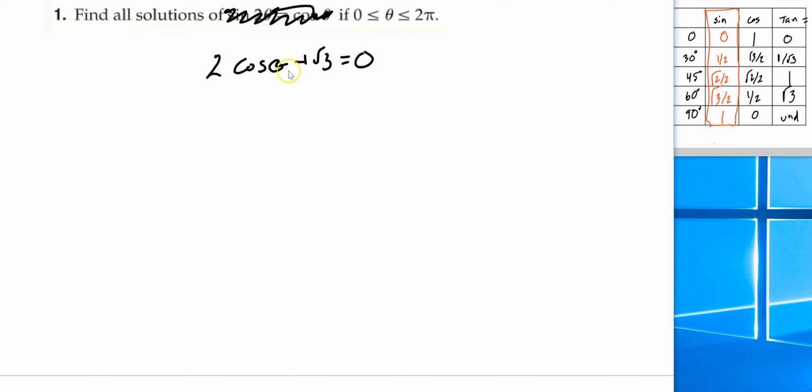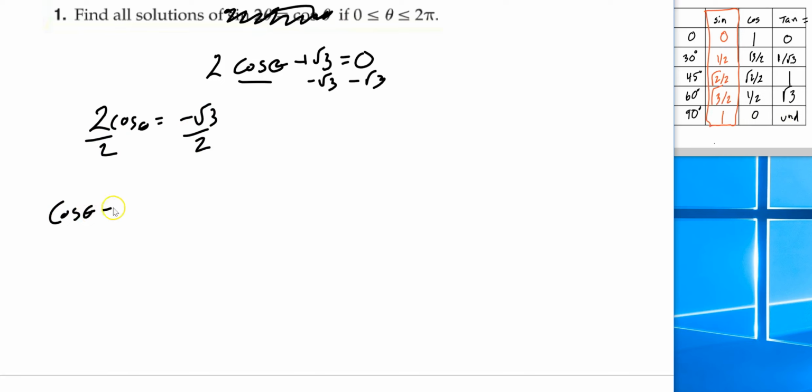So let's solve this. Notice there's only one trig function this time, so I'm just going to solve for cosine. It's a more basic one. Not factoring, just solve for cosine. Let's subtract rad 3 from both sides. I get 2 cosine theta equals negative rad 3. Divided by 2, cosine theta equals negative rad 3 over 2.